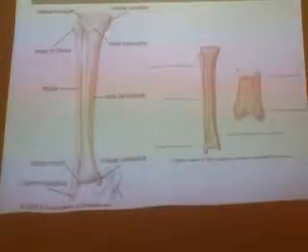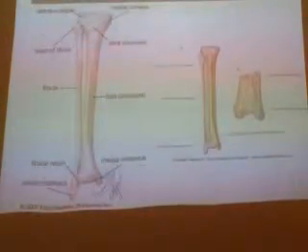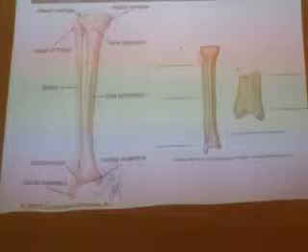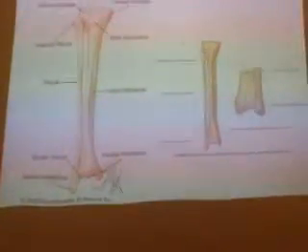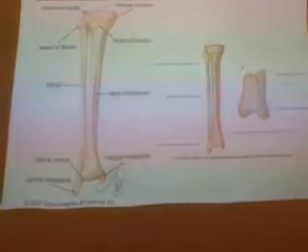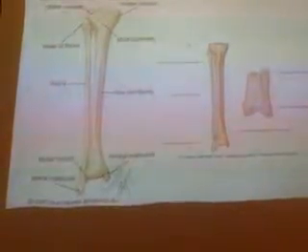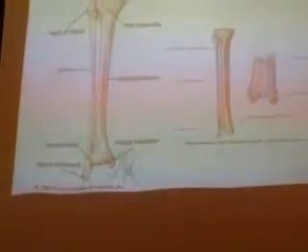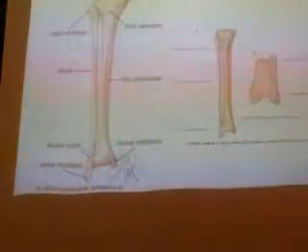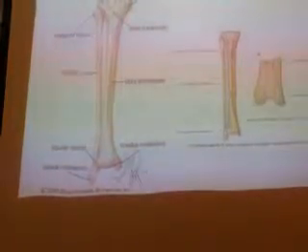Then if you continue in the front, there is the anterior border. This is the anterior border. This is called the shin. So this is subcutaneous. If you touch it, you can feel it. You can feel the shin of the tibia. So that is the anterior border, as well as the medial border.